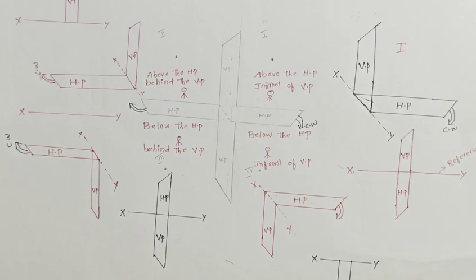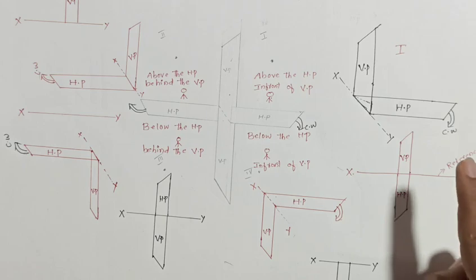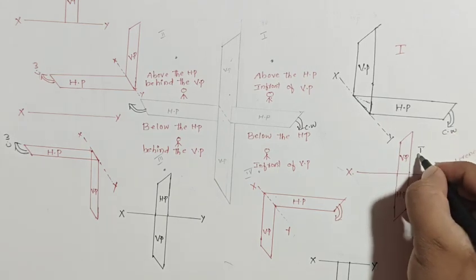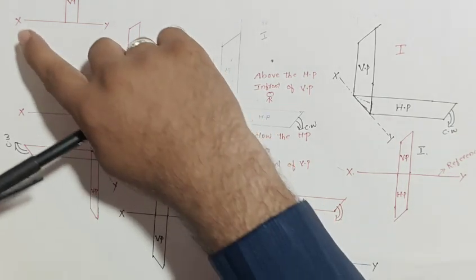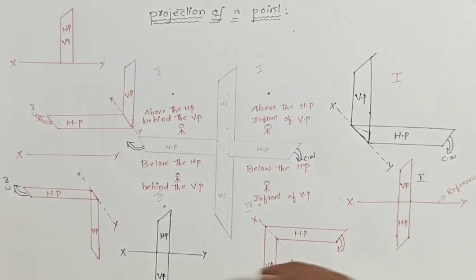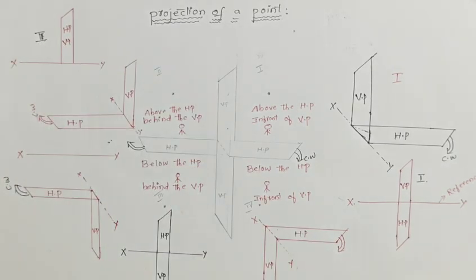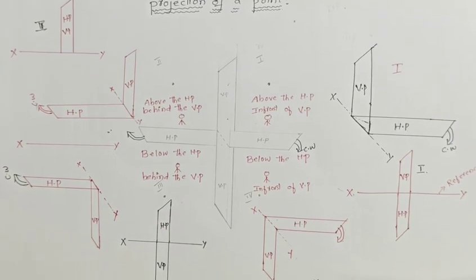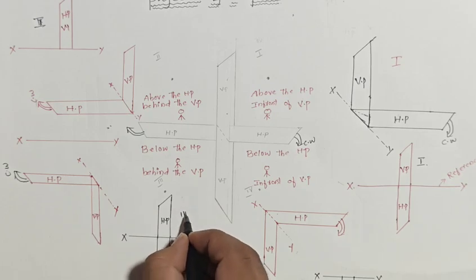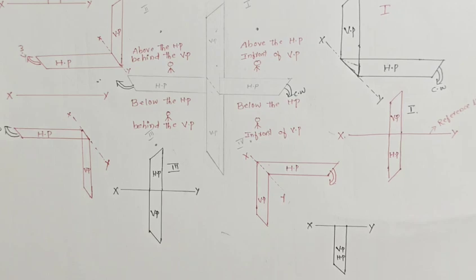Let us see. Again, I will repeat the concept. In the first quadrant, the formula we know is VP above HP. Second quadrant formula: HP and VP both are above the reference line. Third quadrant formula: HP is above the reference line and VP is below the reference line. What about the fourth quadrant formula? HP and VP both are below the reference line.